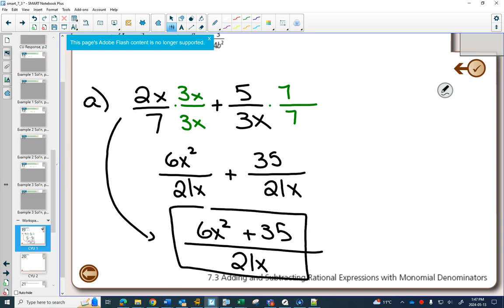There's my final answer. Can I simplify anything? No, because this adding means this is one big factor. The only way that big factor could get canceled out is if it was identical on the bottom. So this would be our final answer.